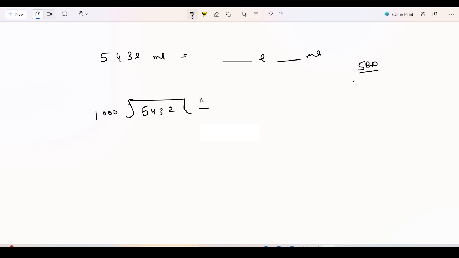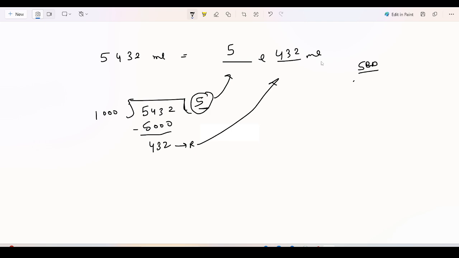5432. Okay. 5 remainder 432. Very good. This will be 5,000 and then you subtract and you got 432. So your quotient would be this. Your quotient or answer would always come in liters and the remainder would go in milliliters. So this would be 432 milliliters.